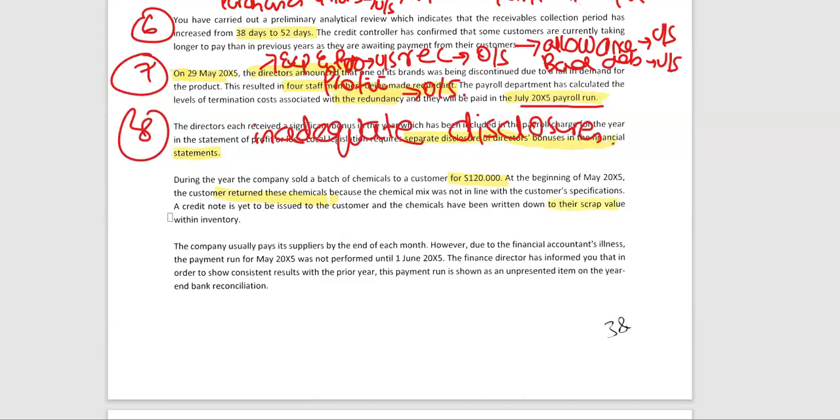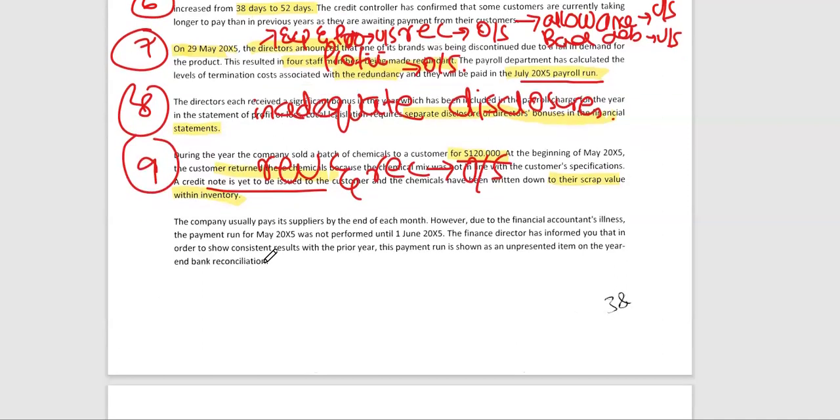So don't write the risk that because this was not in line with the customer specification, they might not have written down inventory. If you write this, you'll not get any mark, because the examiner has mentioned that they have written down this inventory to the scrap value. What's the risk here is that because they have already accepted the goods and the credit note is yet to be issued, my risk is they might not have reversed their revenue. So that's why revenue and receivables might be overstated. This was number 9. See the last one.